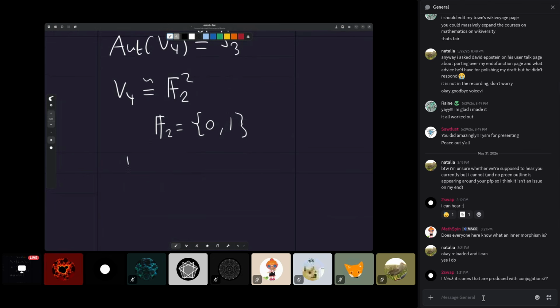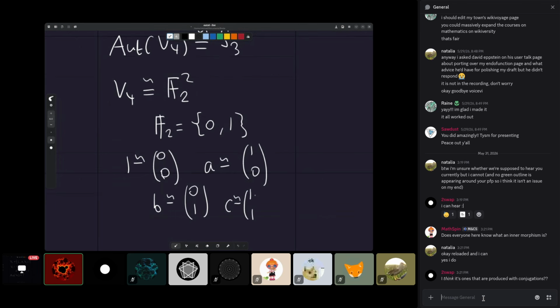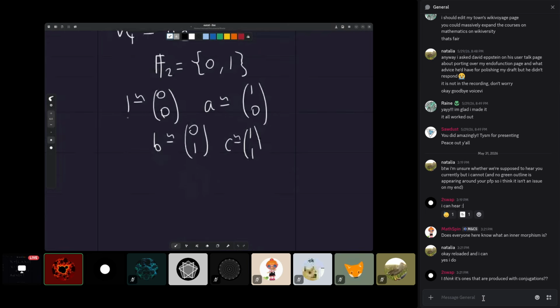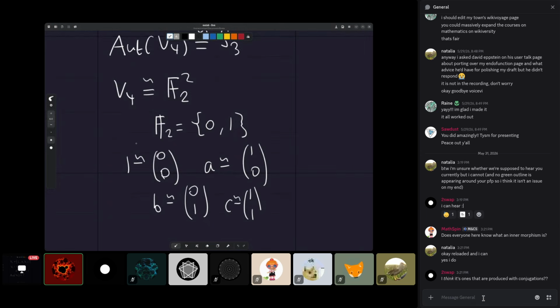So the identity element corresponds to 0, 0, like the origin. A corresponds to 1, 0, for example. B with 0, 1, and C with 1, 1. And then the group operation here is addition. Hopefully that's all clear or familiar.